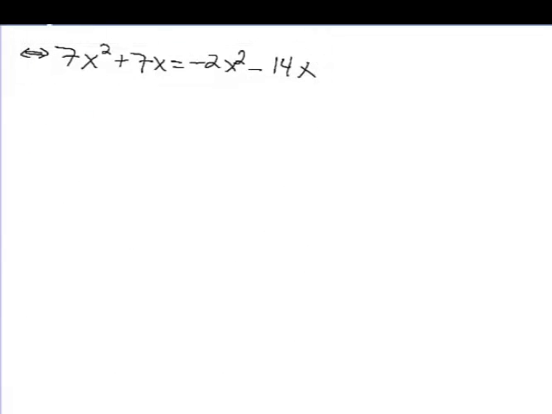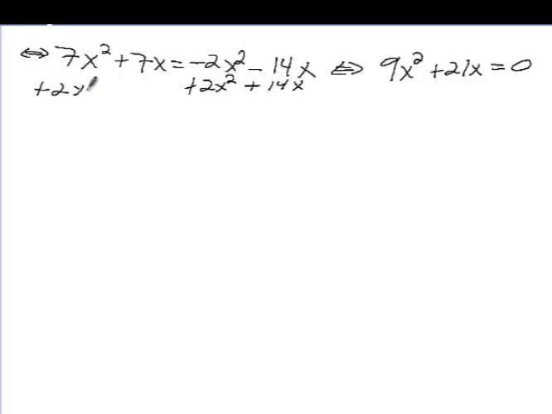Alright, so I have to get everything to the same side, right? So I'm going to move everything from the right to the left. So 7x squared plus my 2x squared is going to give me 9x squared. 7x plus 14x is going to be plus 21x. I'm moving it over from the right side to the left side, so I'm going to add 2x squared and add 14x. So that's how I get the 9x squared plus 21x, and then that's how I get the 0 here.